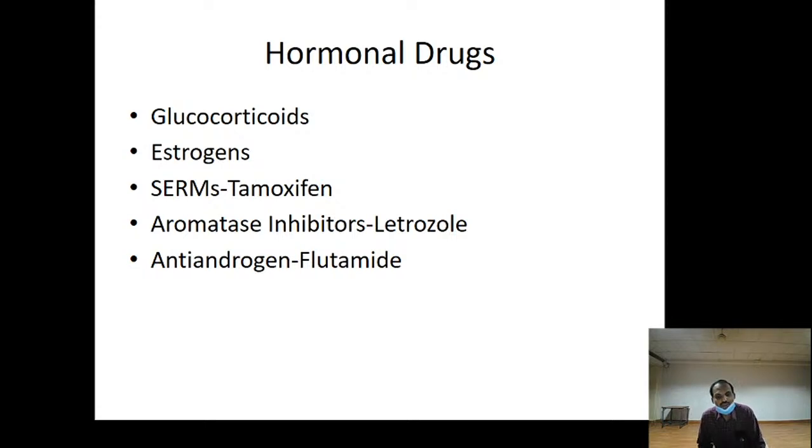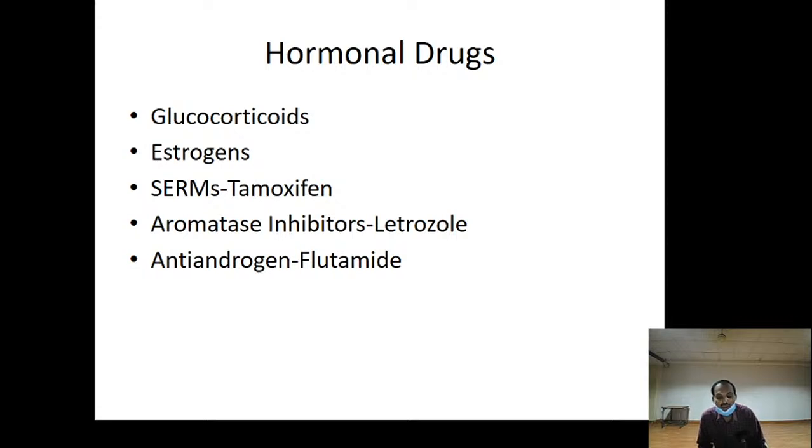Then aromatase inhibitors, we know letrozole. Letrozole is used only in postmenopausal women with breast cancer, and in premenopausal women it has no role. So letrozole can be used in treatment of advanced stages of breast cancer, especially in the postmenopausal women.